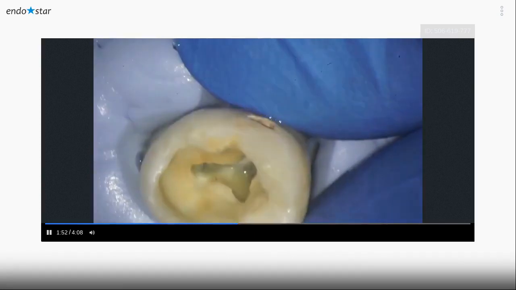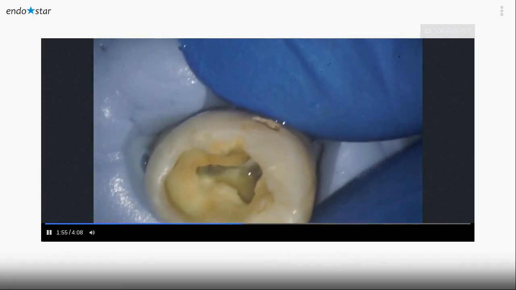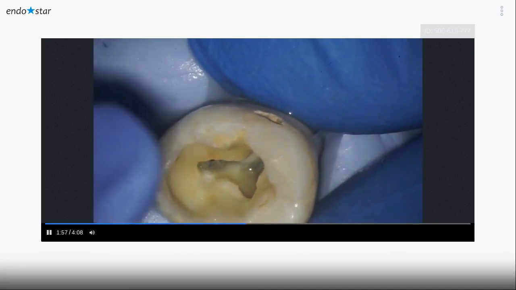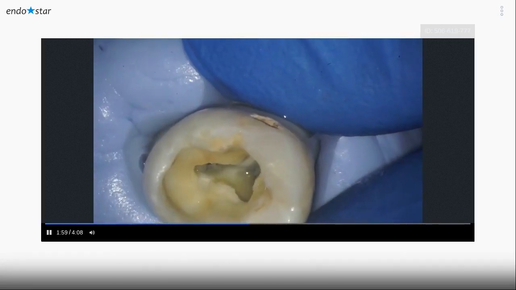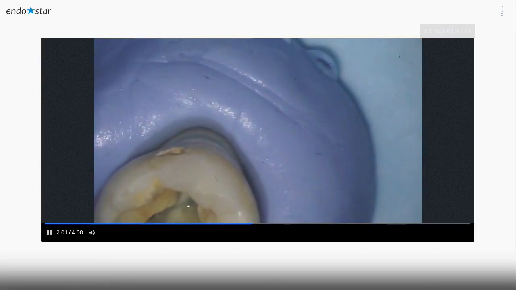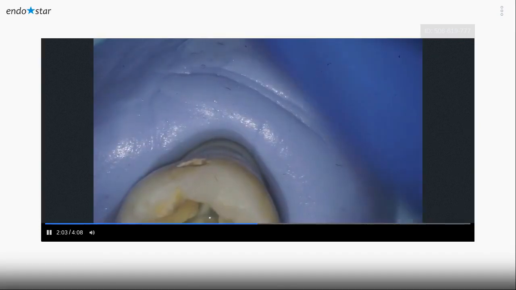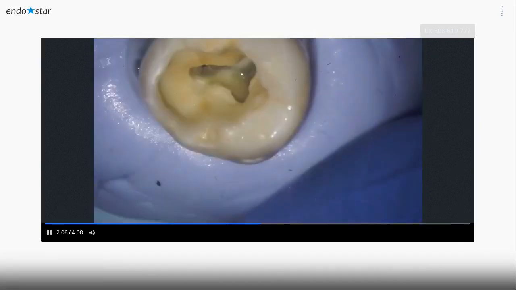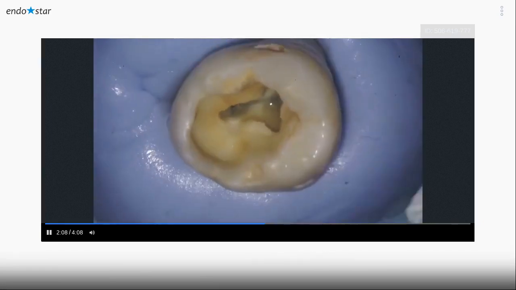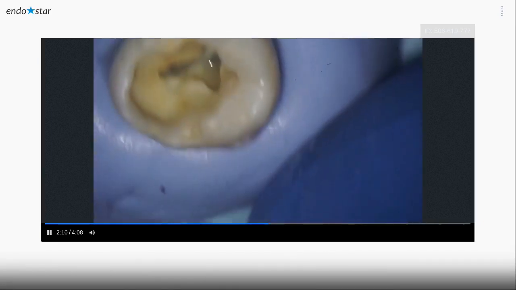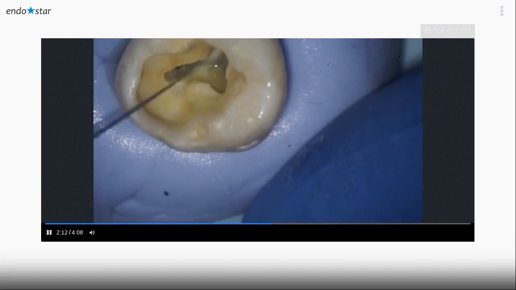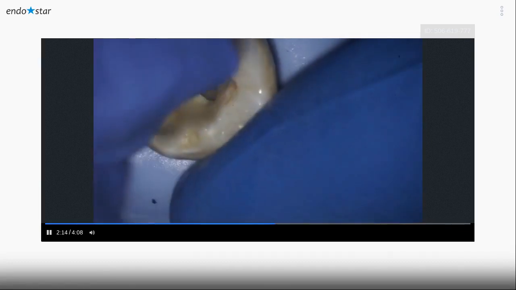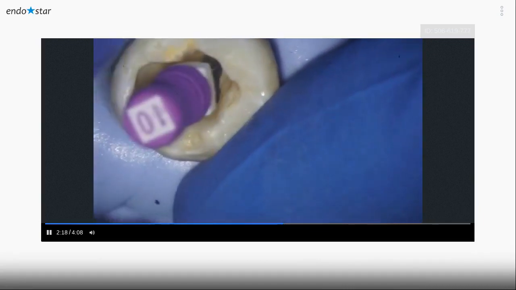Following the 8K, I move on to the 10K, like I initially explained. Remember, whenever there's a curved canal, always remember to pre-curve your hand files. I apologize for the slight lag in the video. So here we have a 10K file again.